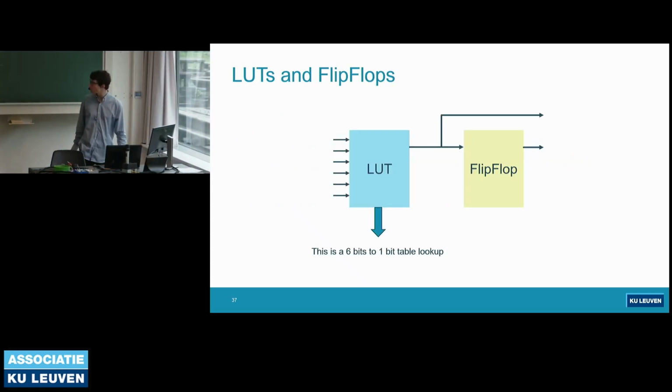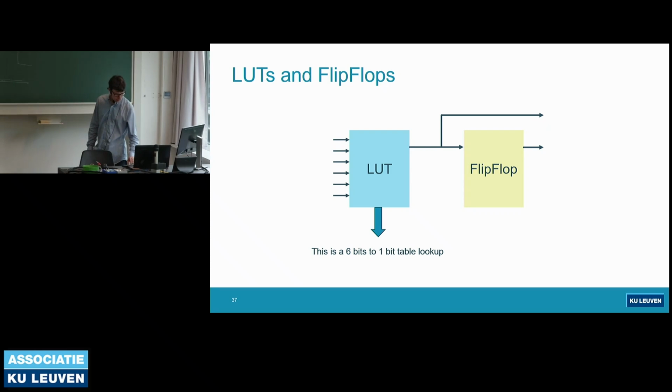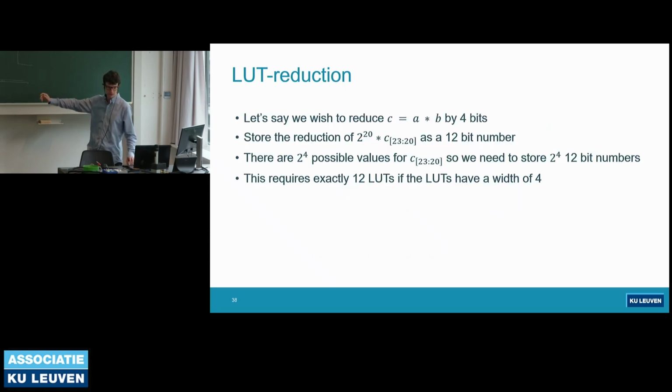And then I'm going to show one last butterfly, which uses the very same LUTs and flip-flops that I mentioned previously on the FPGA. So we have these 6 to 1 bit table lookups, and these are really the most basic things on an FPGA. These are the most efficient things on the FPGA. All the rest that you see, additions and stuff, that's built out of these LUTs. So being able to use the LUTs directly is the most efficient thing you can do.